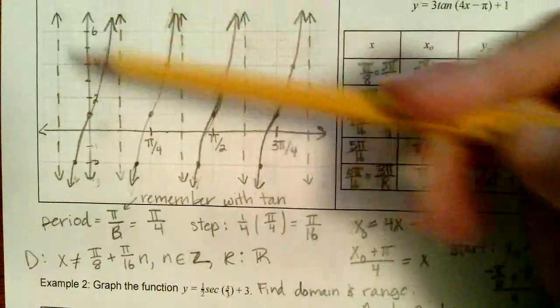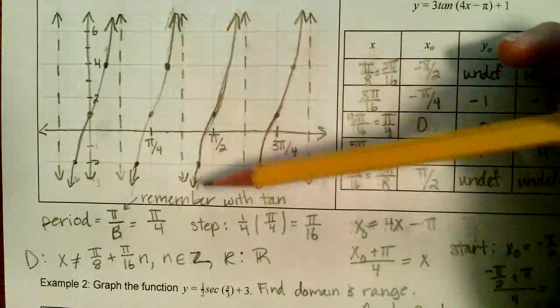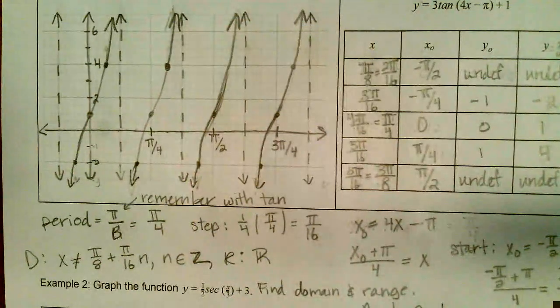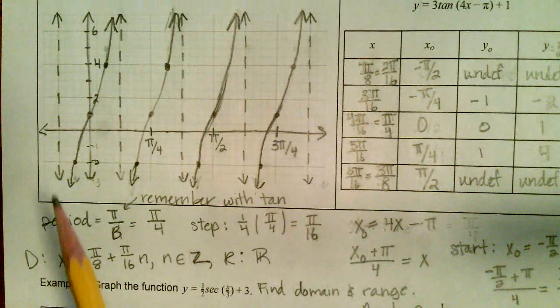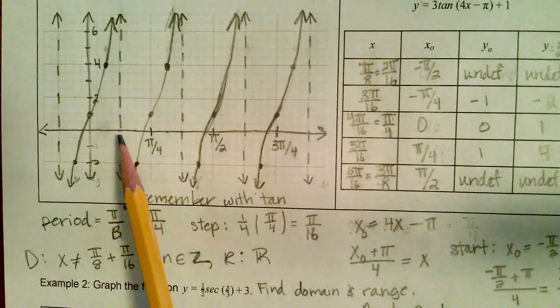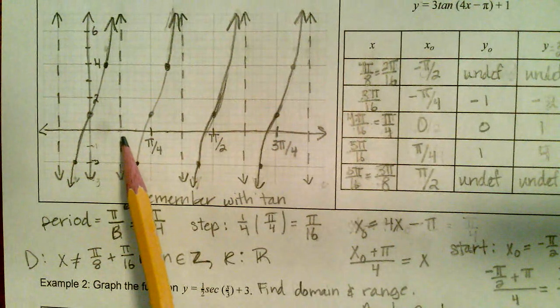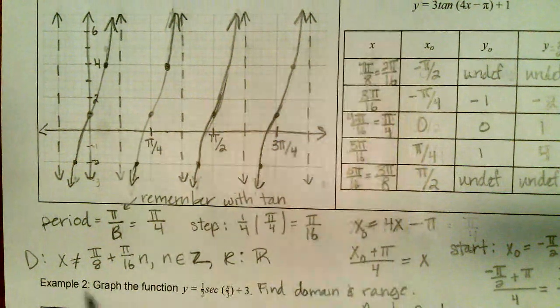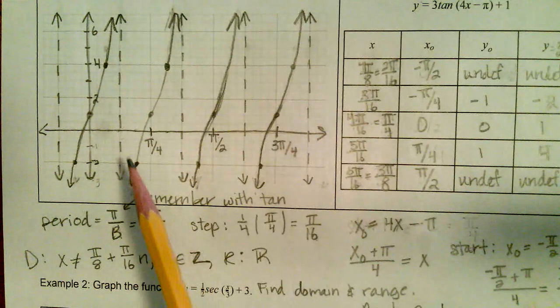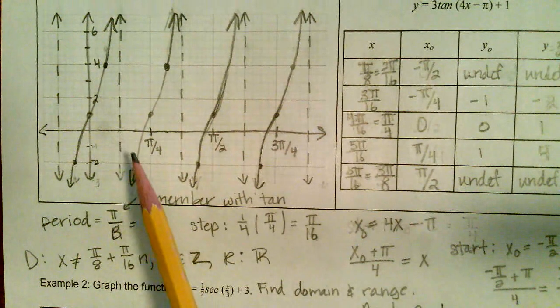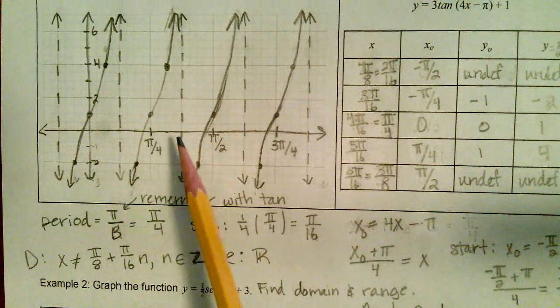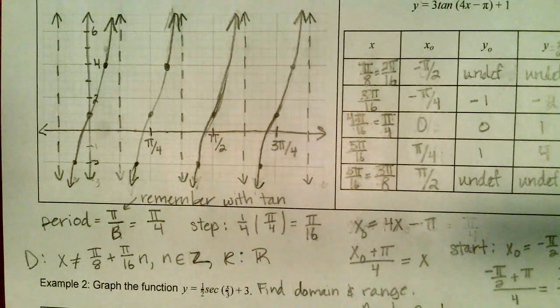So this is something new that we need to talk about, the domain. Anywhere there is an asymptote, this is the same as with our rational functions, we need to exclude those values from the domain. So that's why I have x cannot equal. I always start with my first positive value that has an asymptote. In this case, it was at pi over 8. And then I look at what the difference is until my next asymptote.